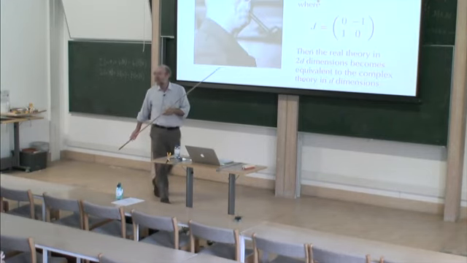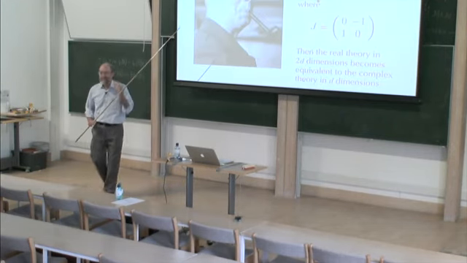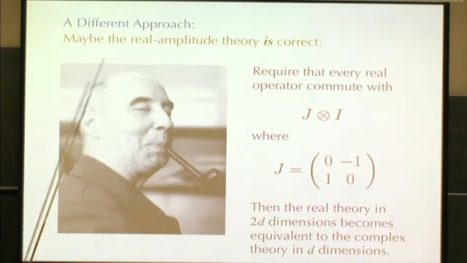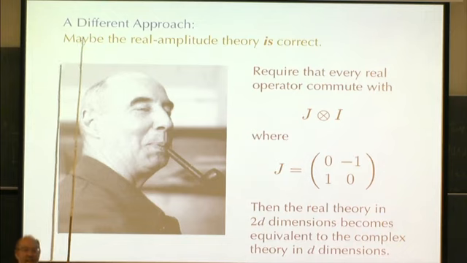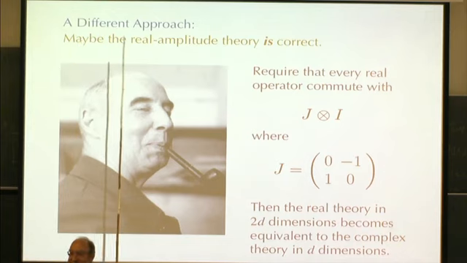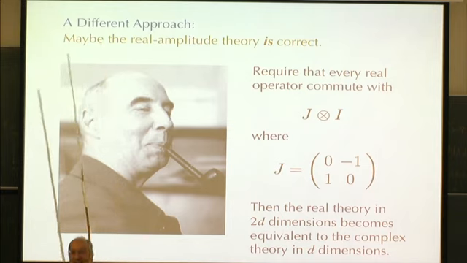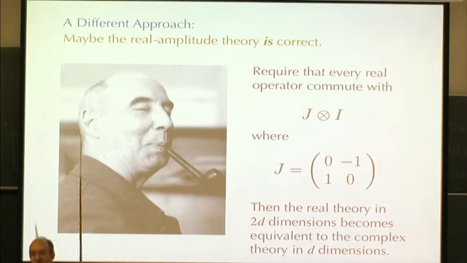Okay, but a different approach, an approach that I and my collaborators are taking: maybe forget about this factor of 2. Maybe the real amplitude theory is correct. Can we just adopt that assumption and see where it takes us? The real amplitude theory is just correct in spite of all of the evidence against it.